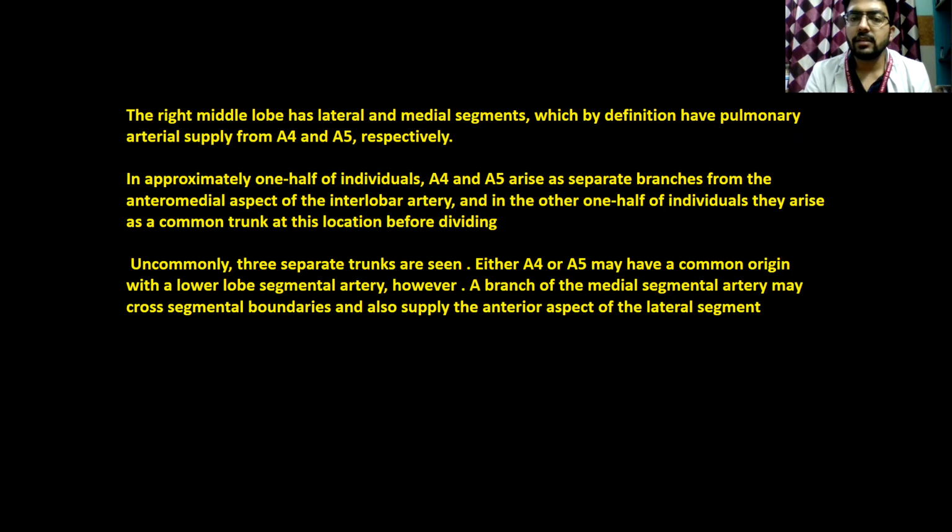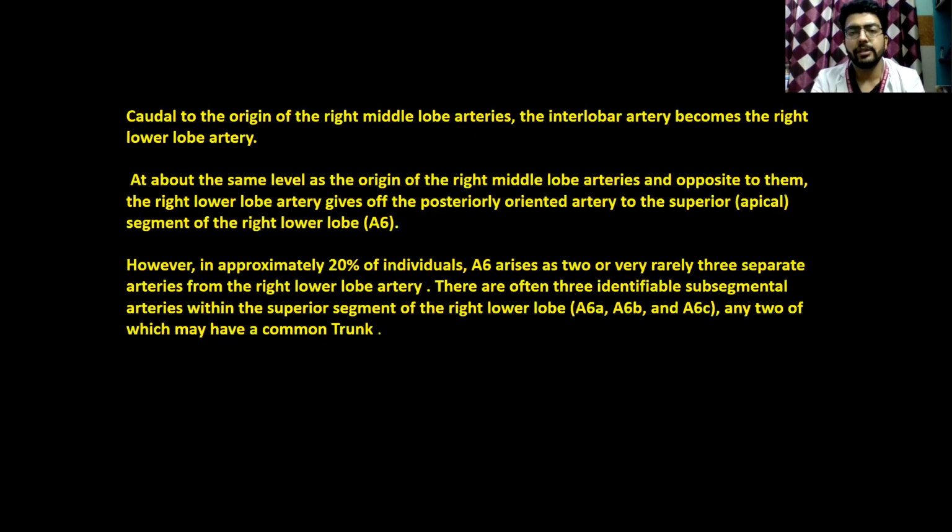Uncommonly, 3 separate trunks are seen, either A4 or A5, or may have a common origin. With a lower lobe segmental artery, however, a branch of the medial segmental artery may cross segmental boundaries and also supply the anterior aspect of the lateral segment. Caudal to the origin of right main middle lobe artery, the interlobar artery becomes the right lower lobe artery.